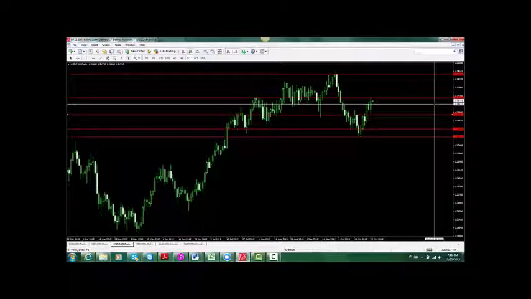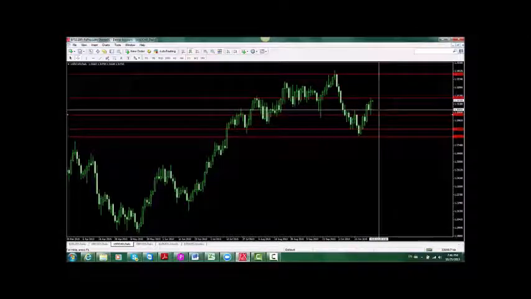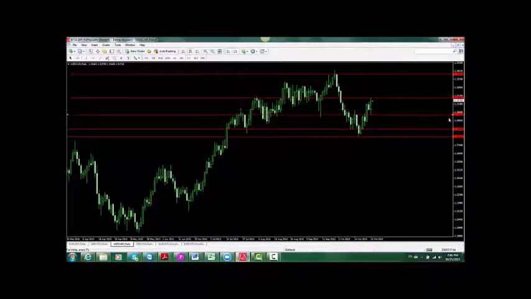So in terms of the pullback, this 3135 level looks nice. This one here, 3080 level, is nice. And of course, this 3038 level, or 50-ish level, 3050 level, would be nice levels for a potential pullback and then a move to the upside.